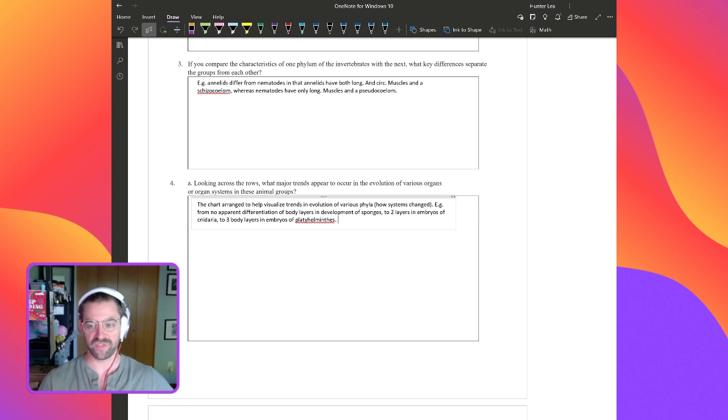If you look at the evolution of the phyla in this way, you really don't need to memorize all of the characteristics of each phylum. You just need to remember only where major changes were introduced.